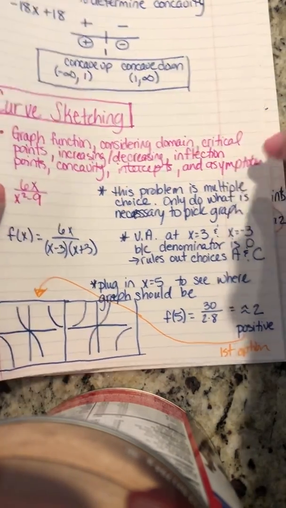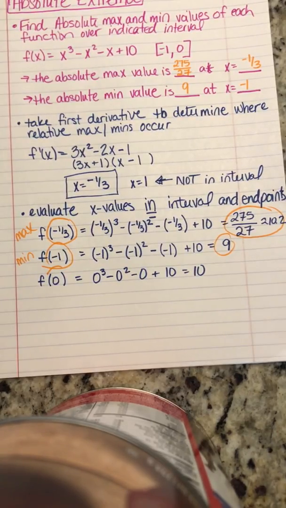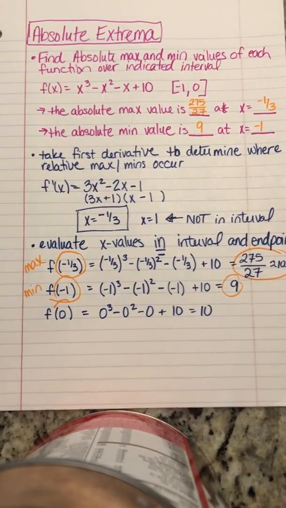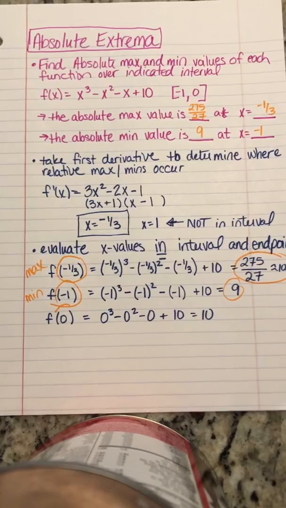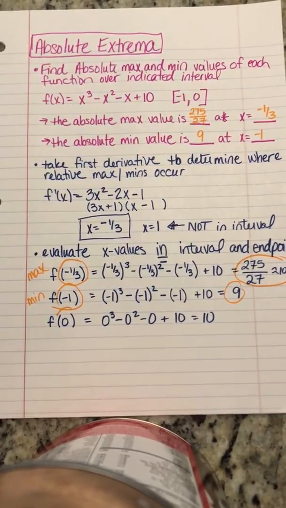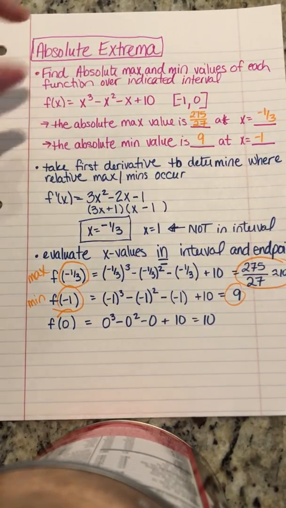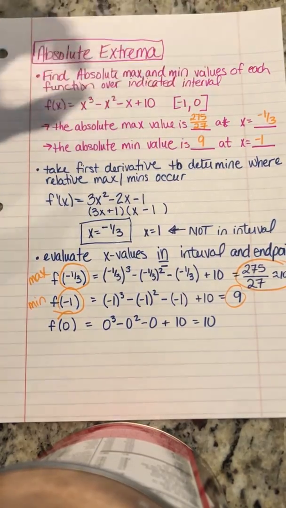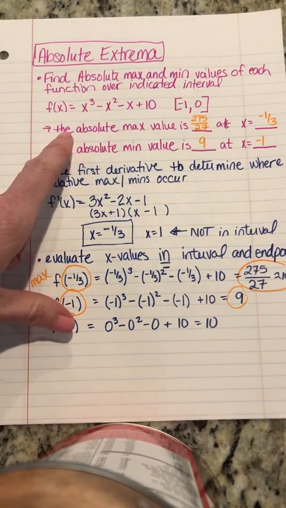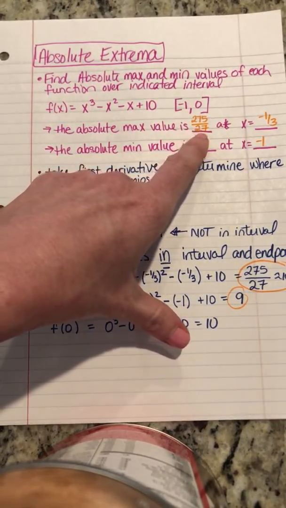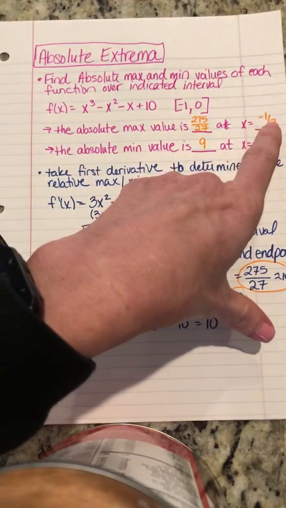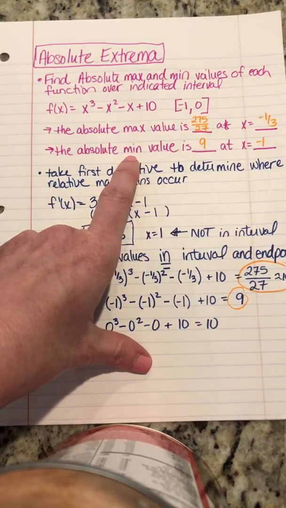Okay, our next section was absolute extrema. So the problems on the test, this is the one y'all struggled with the most, and it was mostly because of the fractions. So just be careful with fractions. It says find the absolute max and min values of each function over the indicated intervals. So here's our function, and here is our interval. I wrote out the question here, and I filled in the blank after I did the problem, but it says the absolute max value is blank at x equals blank. I wanted you to get that this is going to be the y value, this is the x value. Then they did the same thing for the min.